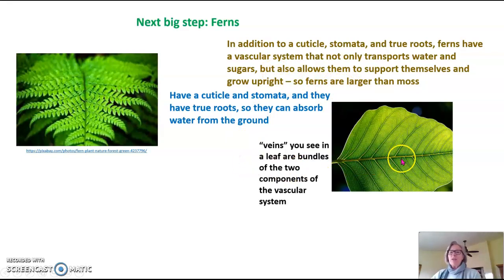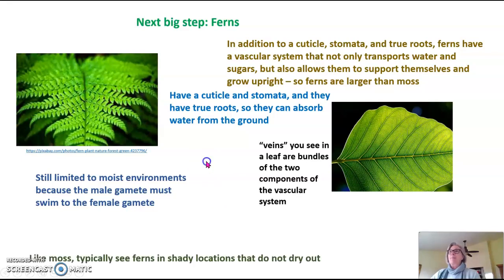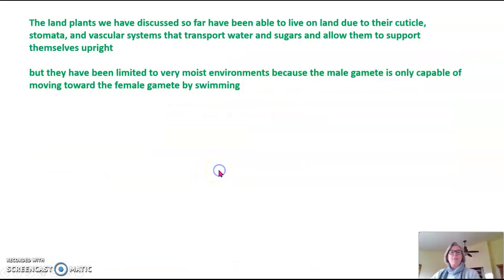The veins that you see in a leaf here are bundles of the two components of the vascular system that transport both water and sugars. Now, ferns are still limited to moist environments because the male gamete still has to swim to the female gamete. Like moss, typically we see ferns in shady locations that do not dry out.